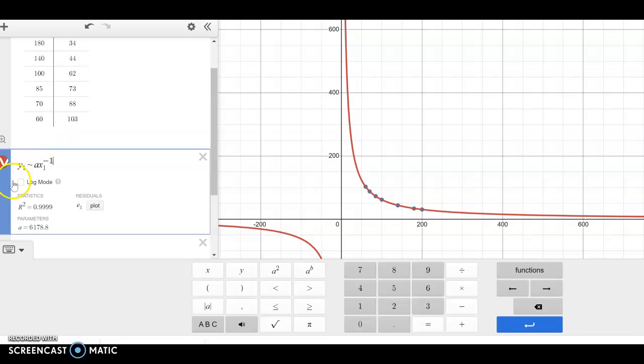Okay, so what that says is as y increases, x to the negative 1 increases. So you can see it makes the inverse shape.